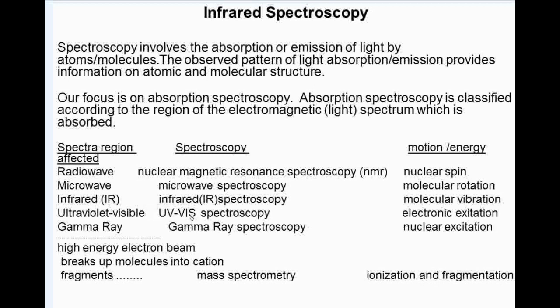Ultraviolet visible spectroscopy involves absorption of light either in the UV or the visible range. There's also, just to point out a further example, something called gamma ray spectroscopy. It is the most intense energy type of spectroscopy. It involves the absorption of gamma rays.